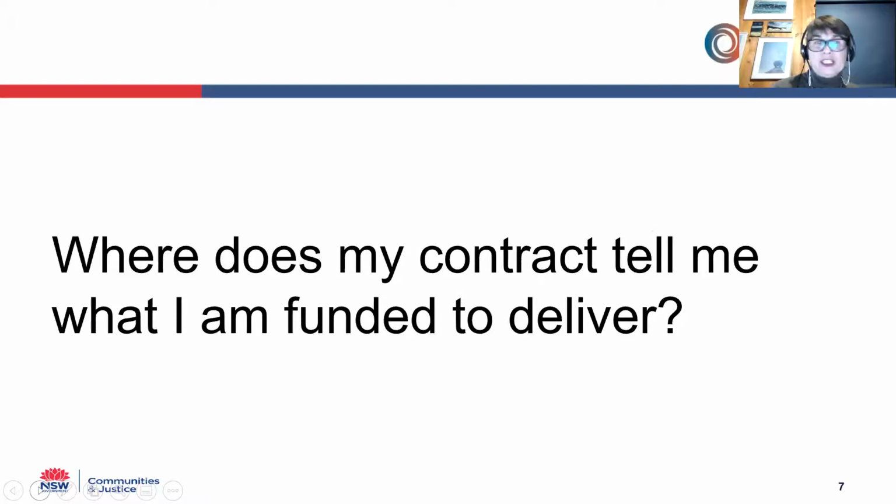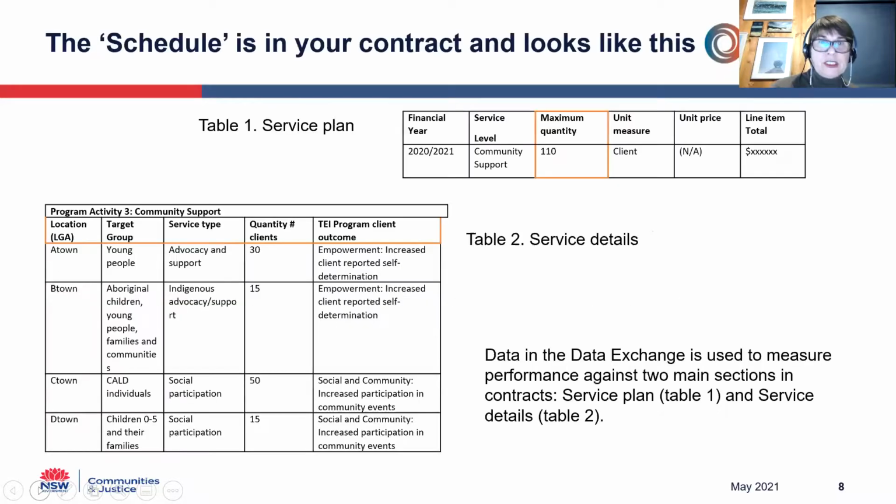So where does your contract tell you what you're funded to deliver? Here's that schedule that I was talking about that is in your contract. And there's two tables. There's a service plan and there's service details. So if you look at the service details, it talks about the location that you are delivering services in, the target group that you're delivering, the service type, and across the top, the program activity, both connected, the quantity of clients and the outcome, the TEI program outcome that you're funded to deliver against.